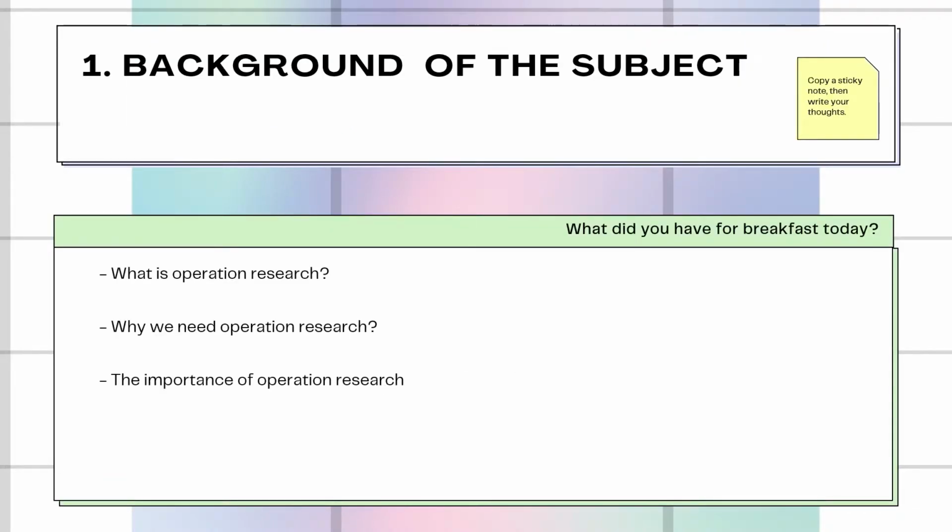First is the background of the subject. We have three questions. First, what is operation research? Operation research is a problem-solving and decision-making analytical method that is effective in the management of organizations. The second question is why we need operation research.